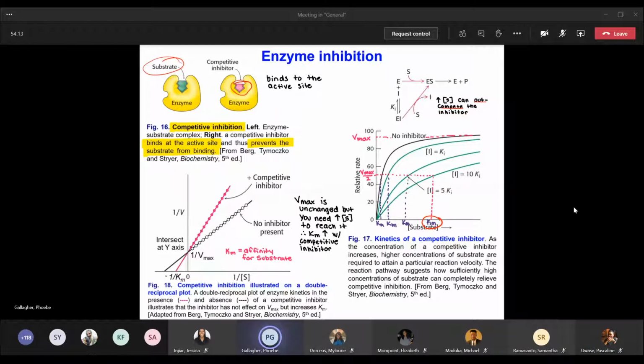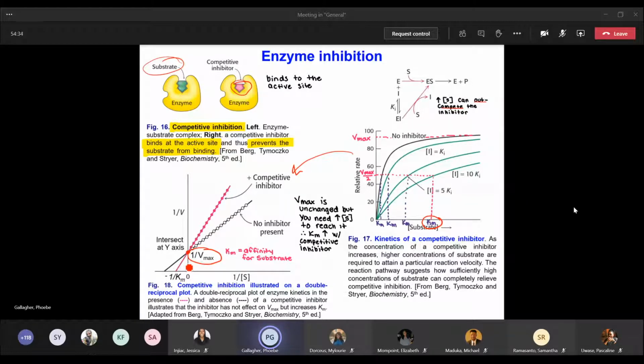Okay, so this is plotting the same thing, and be able to read this graph, but also be able to read this graph as well, just in case. So this is your Lineweaver-Burk plot, and it's the same concept. So you have your Vmax right here in the y-intercept.